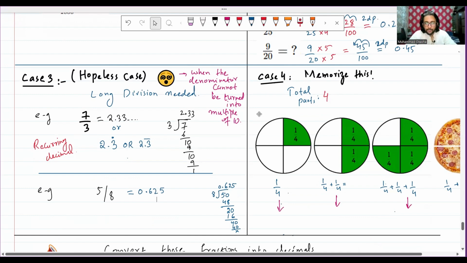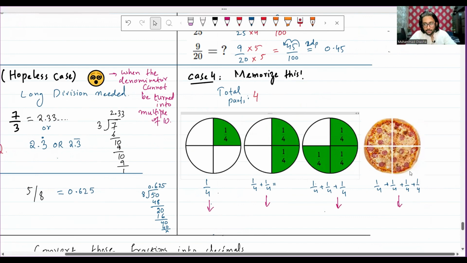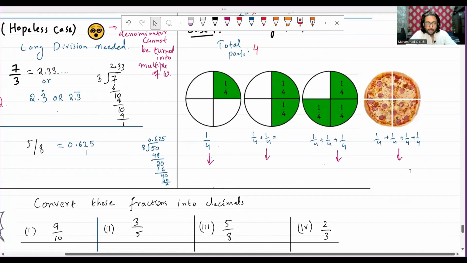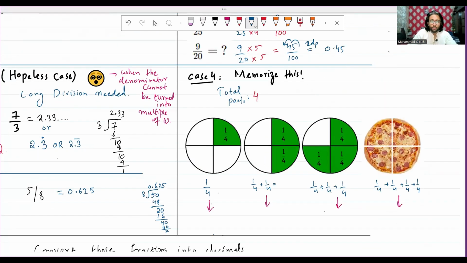Next, case 4. In case 4, this is something you need to memorize. Okay? This is really quick shorthand that will help you, especially in percentage questions. We haven't done percentage questions yet, but once they arrive, this will help us.